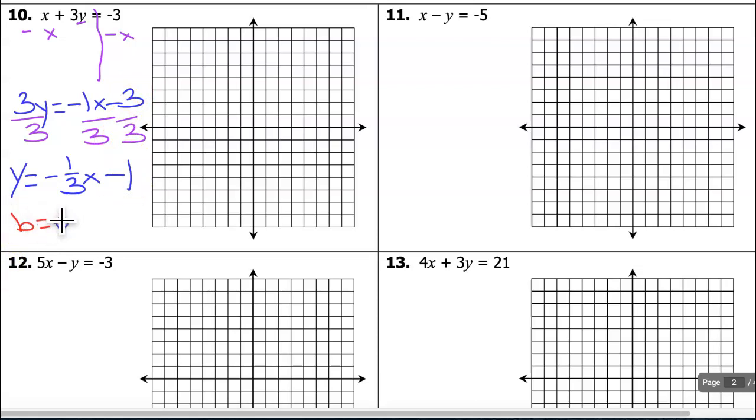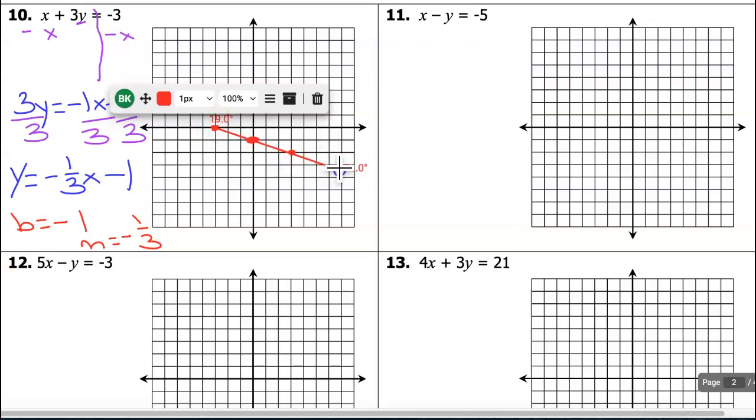Our b, our y-intercept, is -1, so we graph that first. Our slope is -1/3, so from here we go down 1 and to the right 3, or I can go up 1, but then I have to go to the left 3. Once you've got a couple of points, you just connect them. All right, so it's the same thing, only difference is we have to do a little bit of work to get the equation in slope-intercept form.